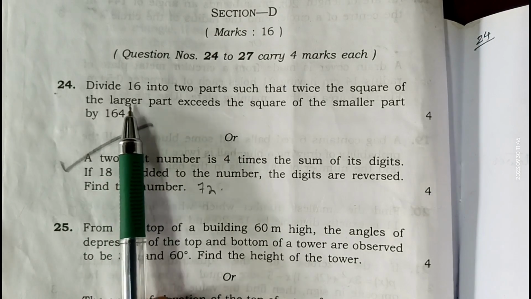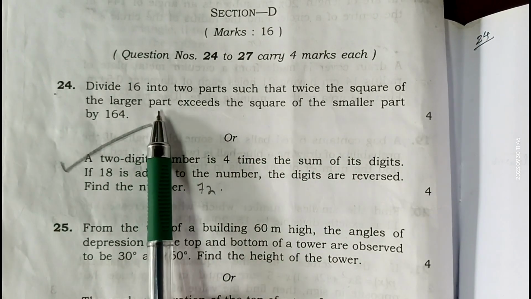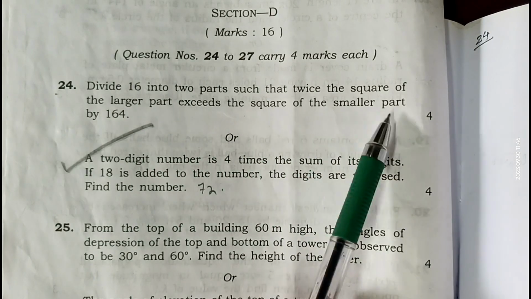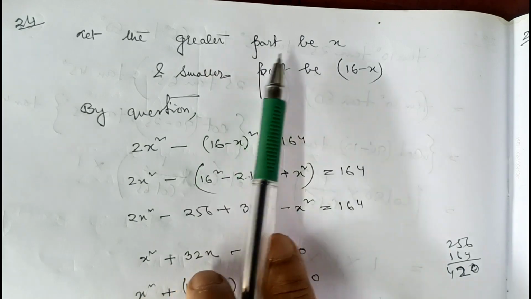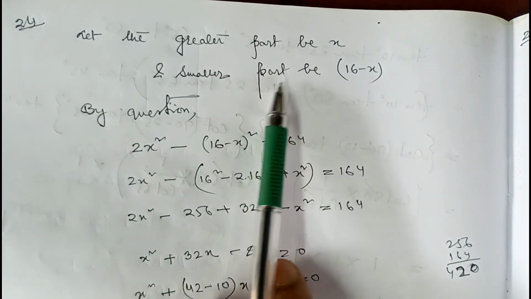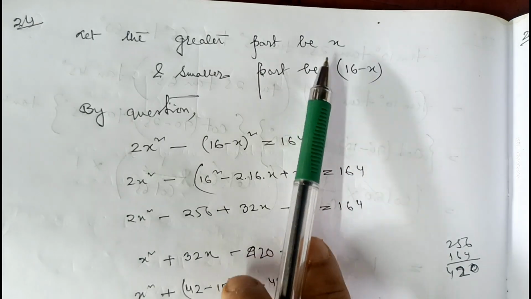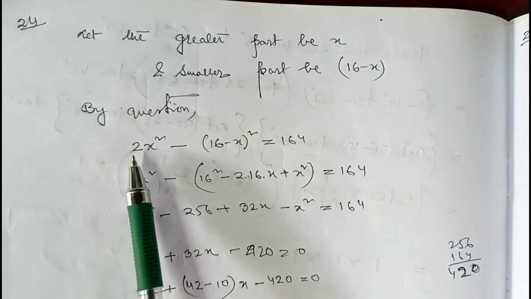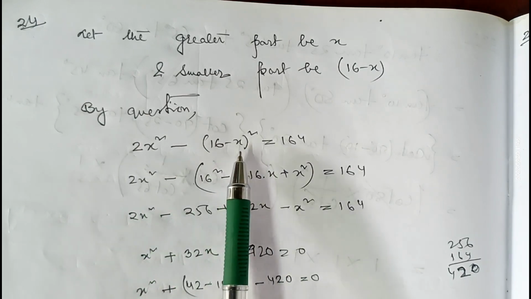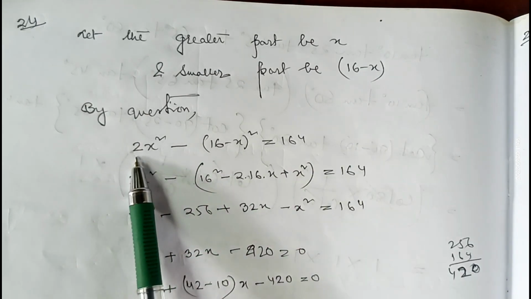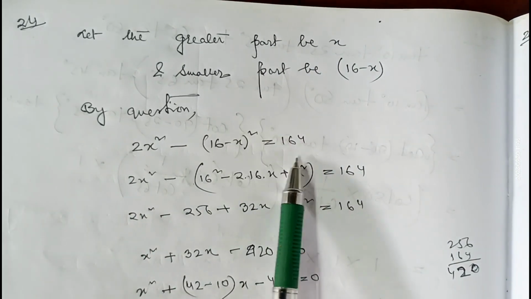Question number 24. Divide 16 into two parts such that twice the square of the larger part exceeds the square of the smaller part by 164. Here we can consider, let the greater part be x and the smaller part be 16 minus x. As it is given, we have to divide 16, so these are the two parts. Now as it is given, twice the square of the larger part exceeds the square of the smaller part by 164. So 2x square minus (16 minus x) whole square is 164.